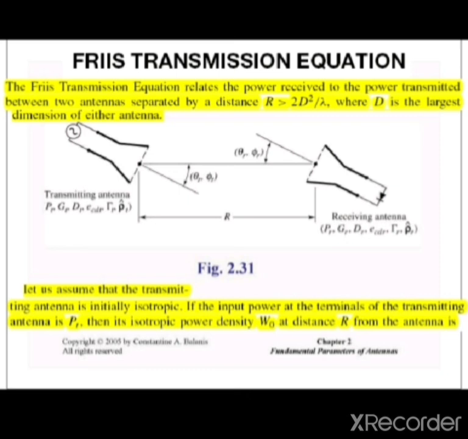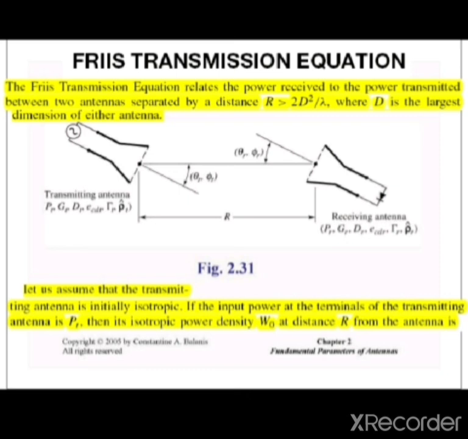The Friis transmission equation relates the power received to the power transmitted between two antennas separated by a distance r, which is always greater than 2d square by lambda, where d is the largest dimension of either antenna. We already discussed near field and far field previously. Generally, measurements of the antenna system are always taken in the far field radiation, and the distance from the antenna to the far field is indicated as 2d square by lambda. So that's why the distance is generally more than that. Let us assume that the transmitting antenna is initially isotropic.